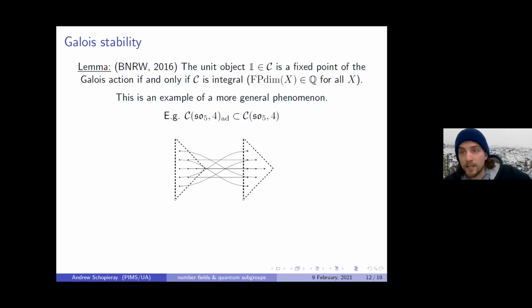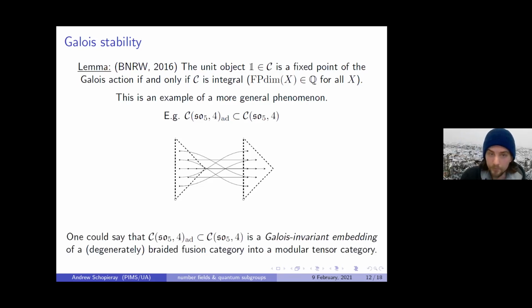So you can think of this as sort of the next step up from this fact about preserving the unit object. So one could call this fusion subcategory Galois invariant. Maybe you call this containment of one fusion category inside of another a Galois invariant embedding. And in this particular case, this is a degenerately braided subcategory. So this is not a modular category in and of itself. I think its center is Rep Z mod 2. So it has a non-trivial set of transparent objects. So you keep doing this, you look at all these examples coming from quantum groups, and you find that this is actually what always occurs.